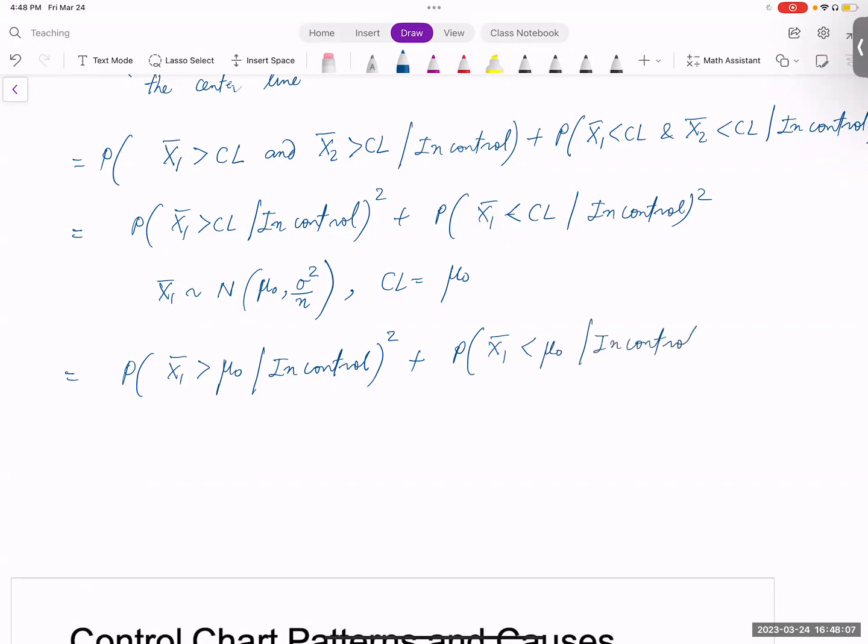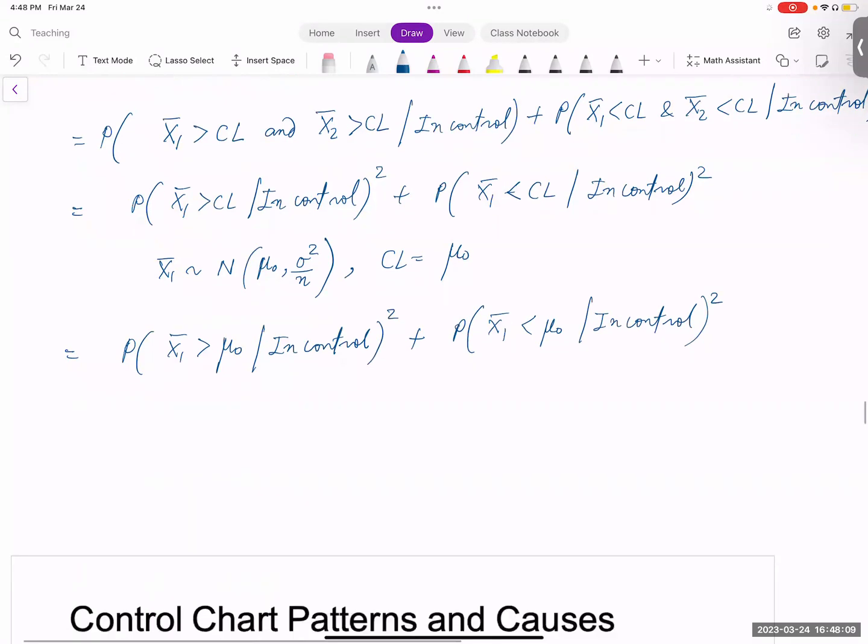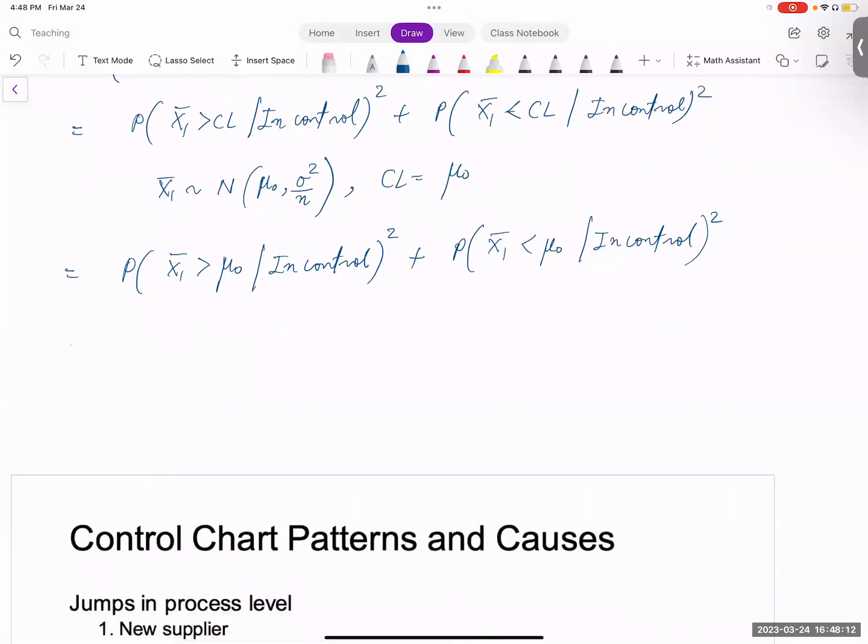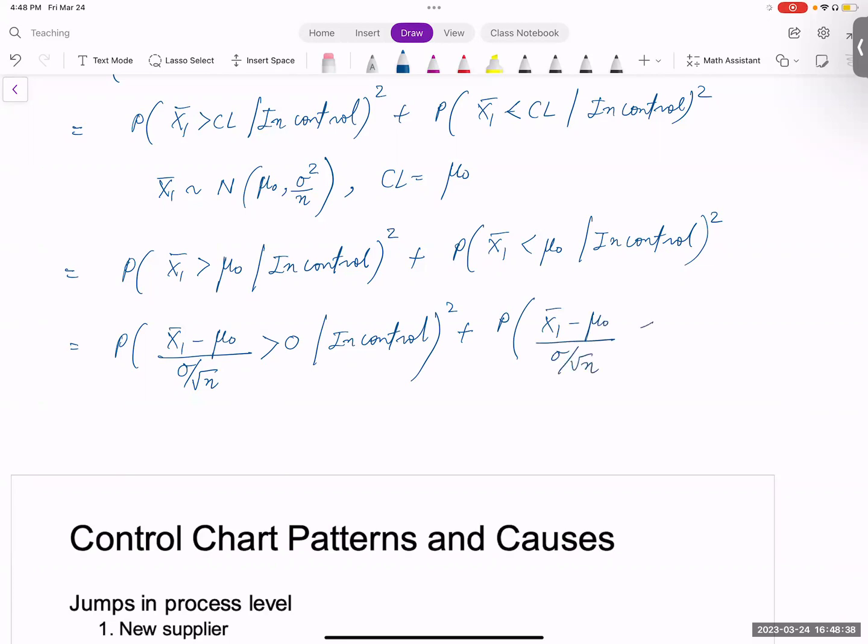Now we don't know mu0 really, and we don't also know sigma. So what we can do is we can standardize this and we can solve. So we can do probability X1 bar minus mu0, so subtract the mean and divide by standard deviation, sigma over square root of n, is greater than 0, given the process is in control, whole square, plus we do the same thing on this side, X1 bar minus mu0 divided by sigma over square root of n is less than 0, given the process is in control, raised to the power 2.